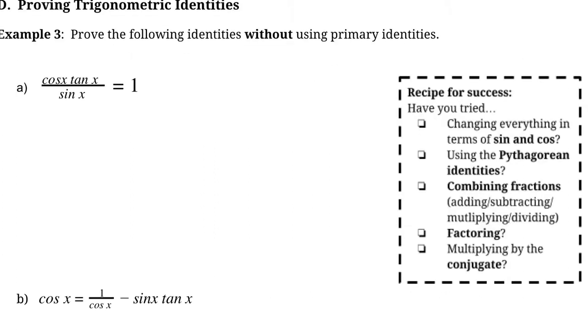There are a lot of techniques that you can use when you're proving trig identities. You always need to separate the left side and the right side, and remember, always start with the side that looks more complex first. You should also try changing everything in terms of sine and cosine. You can substitute in your Pythagorean identities. If you have multiple fractions, you might want to combine them by adding, subtracting, multiplying, or dividing them. Try factoring if you can. And sometimes you might even need to multiply by the conjugate.